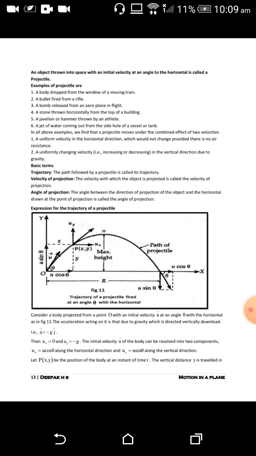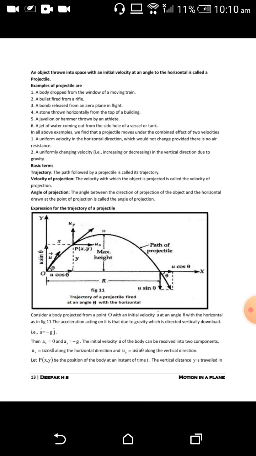Next, the acceleration acting on it is that due to gravity, which is directed vertically downward. So that acceleration is expressed as vector a is equal to minus g j cap. Coming to the acceleration with respect to the horizontal, it will be 0. The acceleration with respect to the vertical will be minus g.